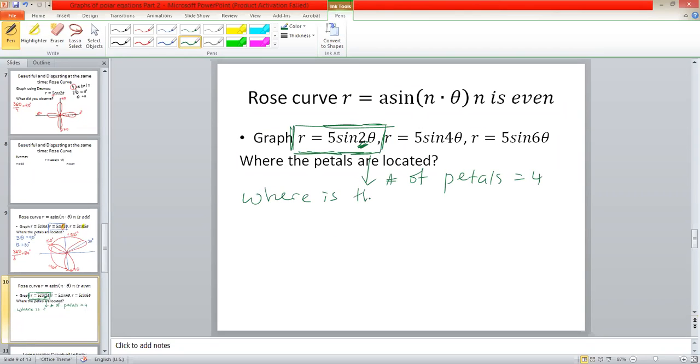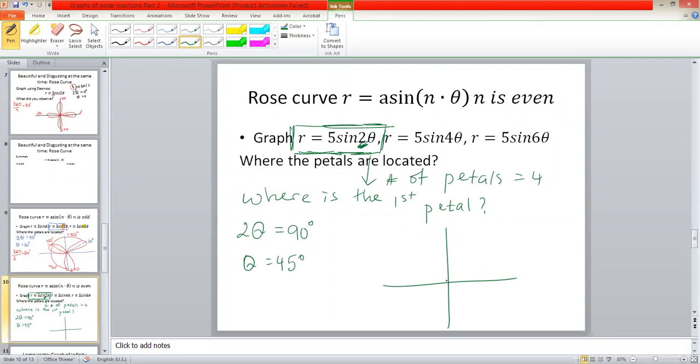Where is the first petal? Can anyone tell me where the first one will be? 45. We solved 2 theta equal 90 because sine maximizes at 90, and theta is 45. That's correct. If I'm going to graph it, the first petal happens at 45 degrees.